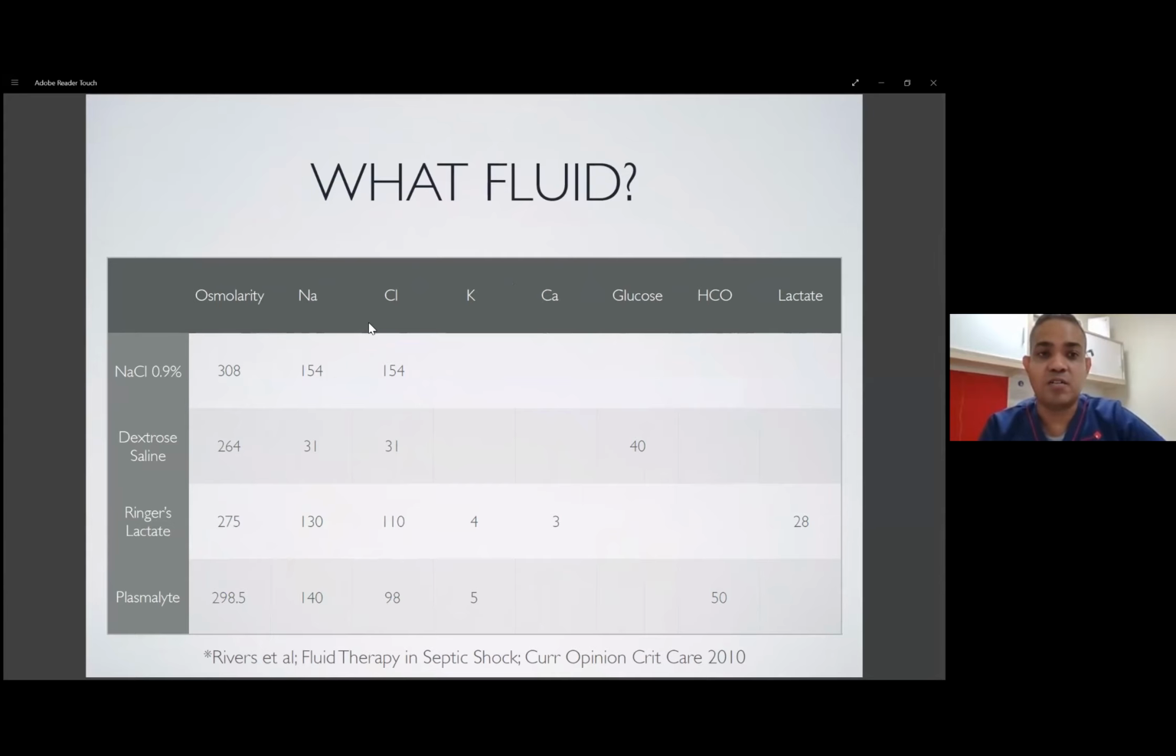If you look at it, the osmolarity of so-called abnormal saline, as Rowan lovingly calls it, is 308. So it's quite a bit higher compared to the rest. And Ringer's lactate or Hartmann's, which are fairly similar, both sit around 275, which is closer to more physiological numbers.